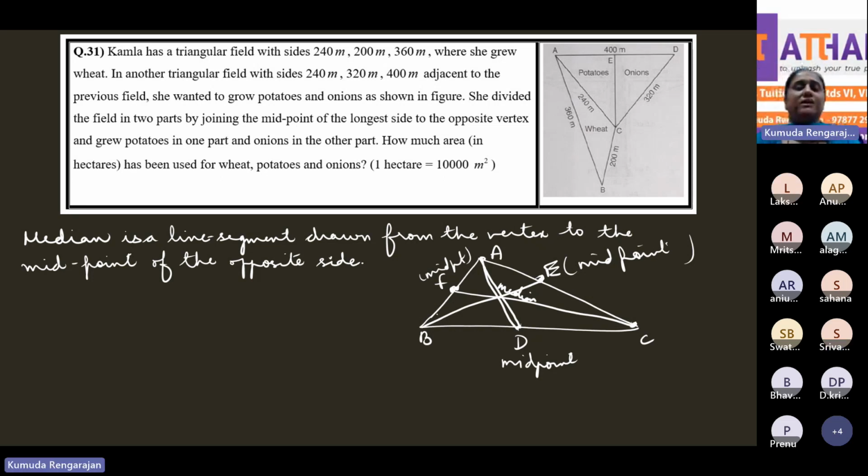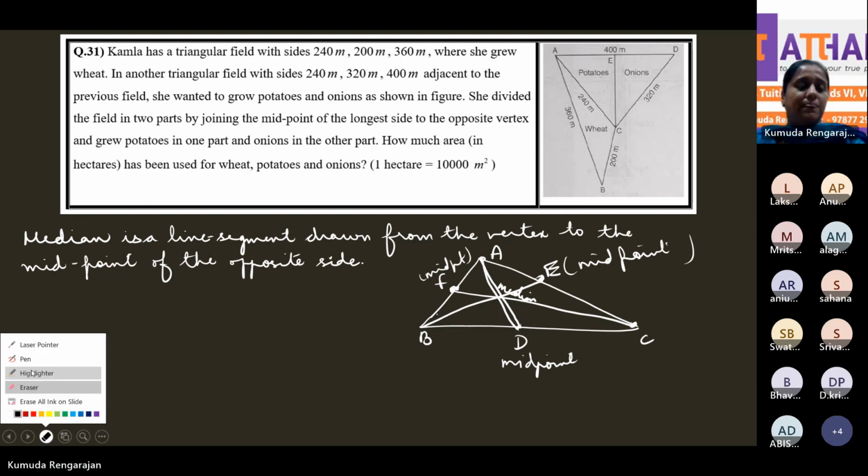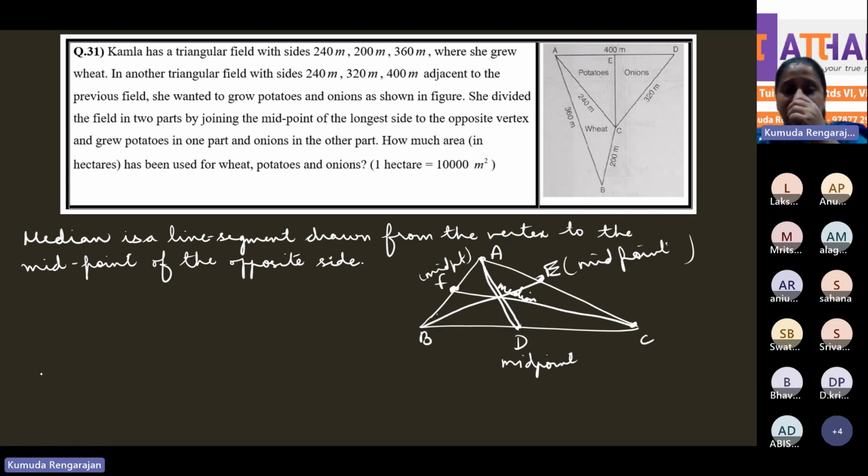Okay. So median is a line segment drawn from the vertex to the midpoint of the opposite side. It need not be perpendicular to the opposite side. Perpendicular is altitude. It need not make 90 degrees. It'll meet the opposite side at the midpoint. That's the property. It need not make a right angle with the opposite side.